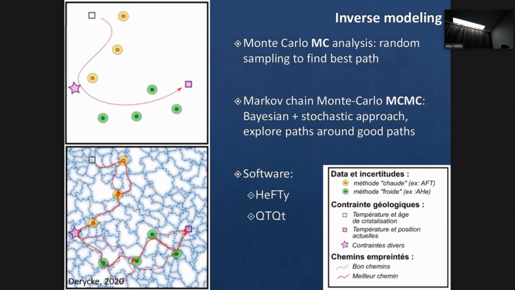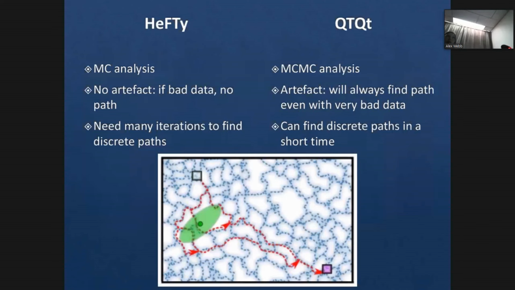And for that, we have two software that are very useful: HeFTy and QTQt. HeFTy is doing only Monte Carlo analysis, so it's very good to have an idea of the best path very easily. HeFTy is user-friendly. For QTQt, you need to read the manual or know someone who can explain it to you when you use it first, because it's much more complicated. But QTQt is running MCMC analysis, so at the end you have much more powerful results. So usually we use HeFTy to just get an idea of what we have, and then we start exploring everything with QTQt.